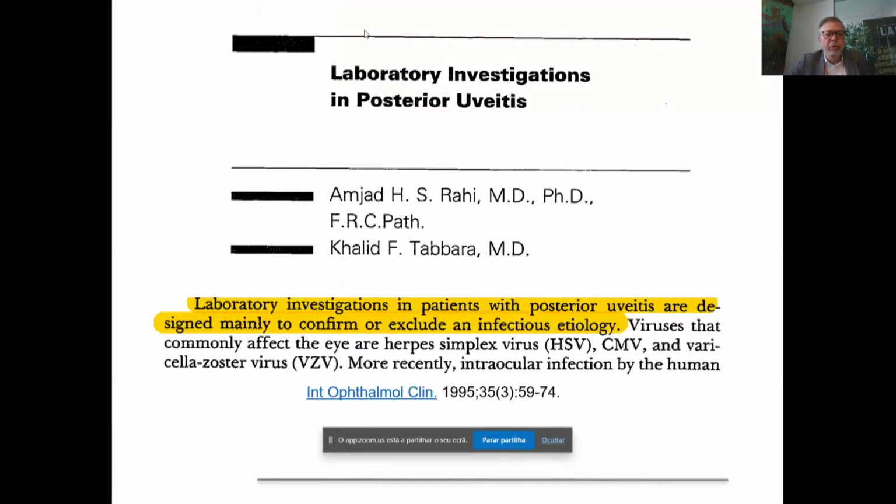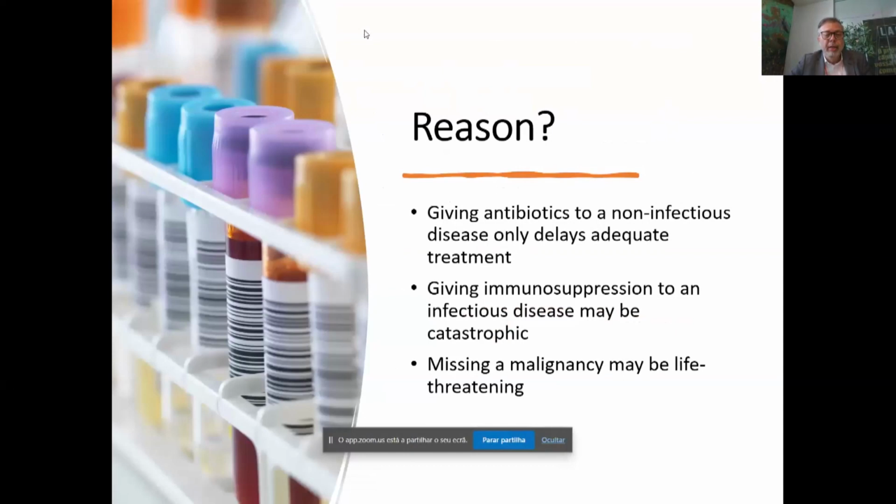This is something that is not new. We look at this paper from 1995 from our friend Khalid Tabbara. He already spoke about the issue of excluding infections as the main objective of the investigations that he would consider for laboratory investigations in posterior uveitis. So why is that important?